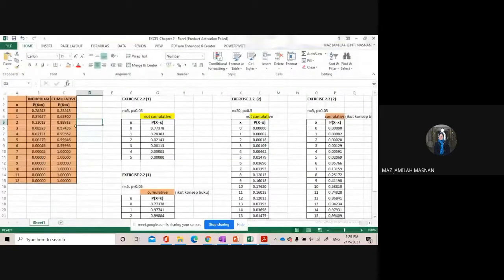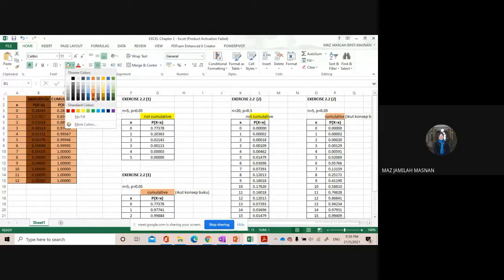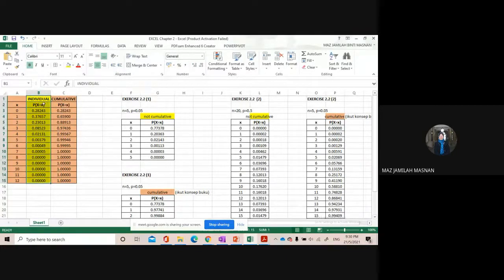Okay. So now, if you can see here, there are two columns, the individual and the cumulative. Okay, let me shade this with yellow. This yellow means that if you look for the exact probability value, if your x is equal to 0, then the probability of x equal to 0 is this one. If x is equal to 1, the probability of x equal to 1 will be this one.